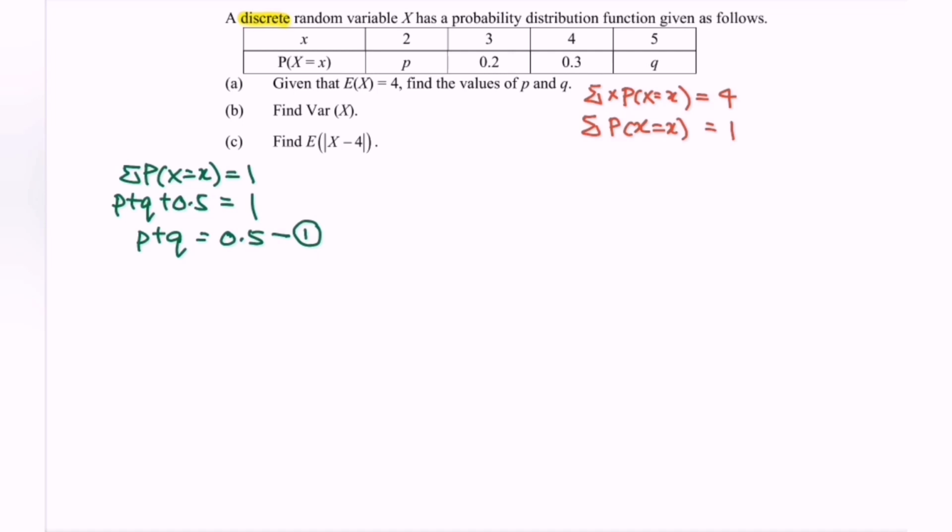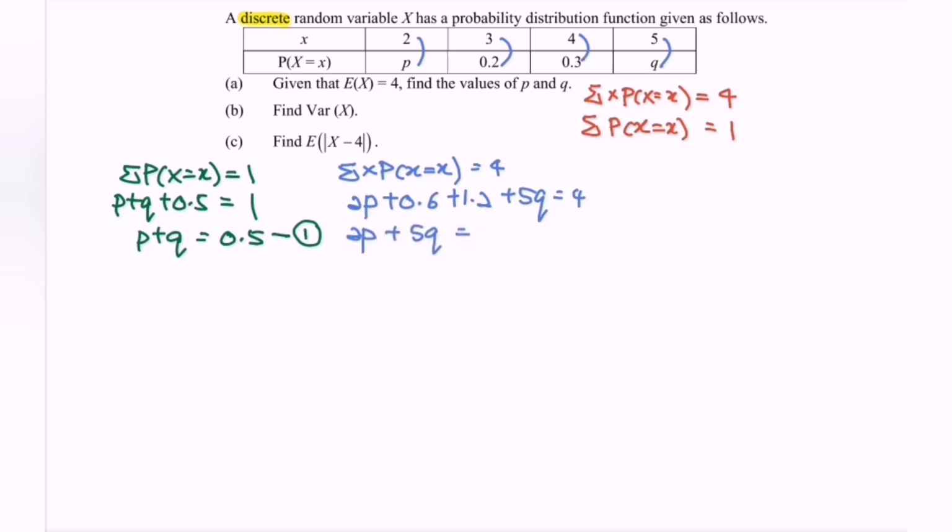Next, make use of the information where the summation of X multiplied with the probability is equal to 4. So kindly multiply the situation. Here we have 2p plus 0.6 plus 1.2 plus 5q equals 4. If we simplify, 2p plus 5q is equal to 4 minus 1.8, which is 2.2. That will be the second equation.